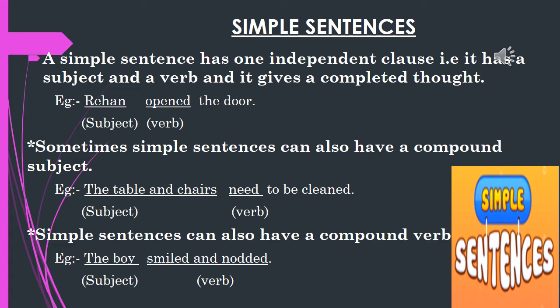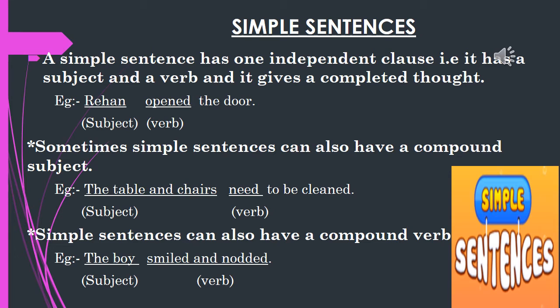So, now we are going to study about each type of sentence based on its structure. First one, simple sentences. From the name itself, it is very clear that it is very simple in structure. So a simple sentence has one independent clause, that is, it has a subject and a verb, and it gives a complete thought. For example, Rehan opened the door. You know, Rehan is the subject, opened is the verb. So it's a simple sentence. It's a combination of a subject and a verb.